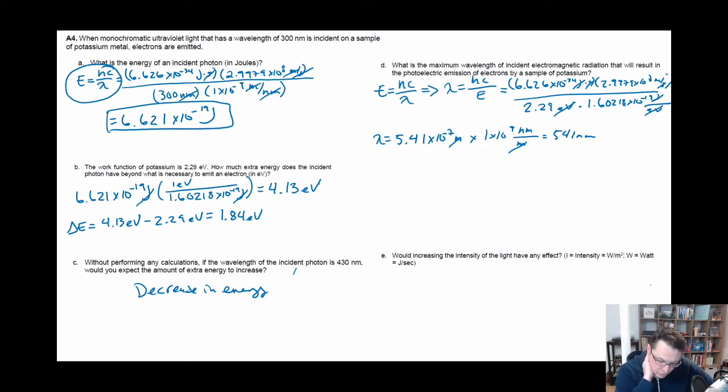Yes. So you have to have a source of light that's giving at least 541 nanometers of light to eject an electron from potassium. If the wavelength of light is lower than that, then you're going to eject the electrons as well. But you have to have at least 541 nanometers of light. Would increasing the intensity of light have any effect on the process?